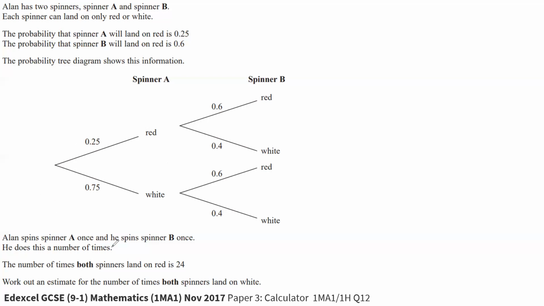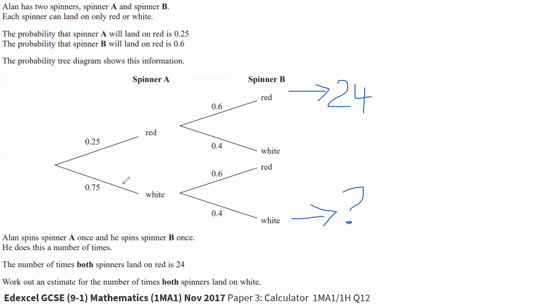So Alan spins spinner A once and spinner B once, and he does this a number of times. So the number of times that both spinners land on red is 24. So if we're going down this branch, spinner A is red and then spinner B is red. And we know that the number of times that it lands on red and red is 24. So it's asking us then to work out an estimate for the number of times that both the spinners land on white. So for that one, we'll go down first down this branch. So this is the white branch and then the white branch from there. And we want to know how many times this is predicted to land on white.